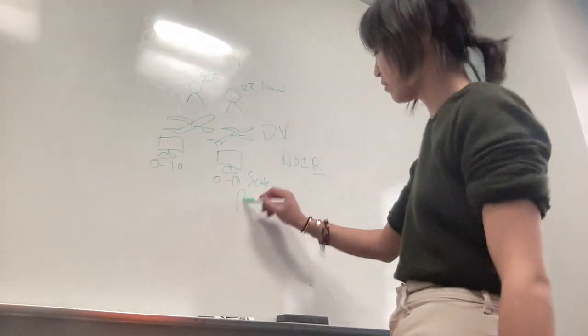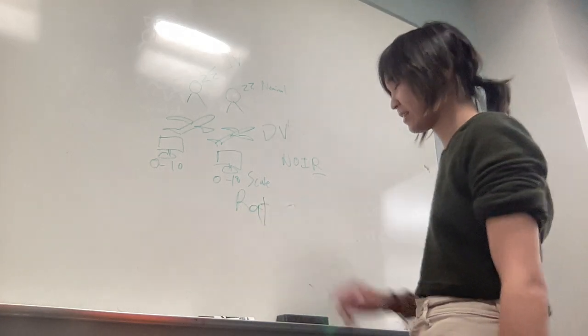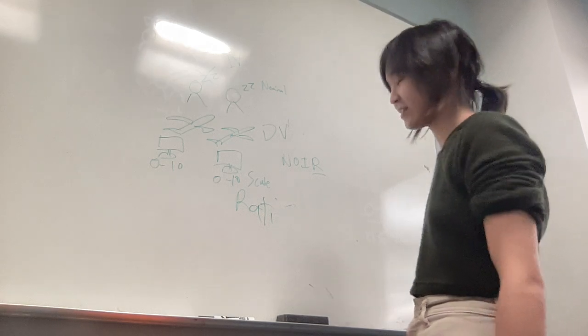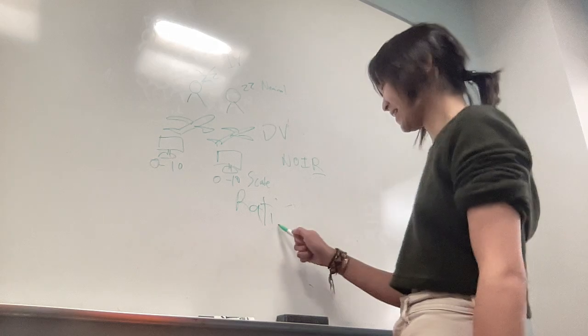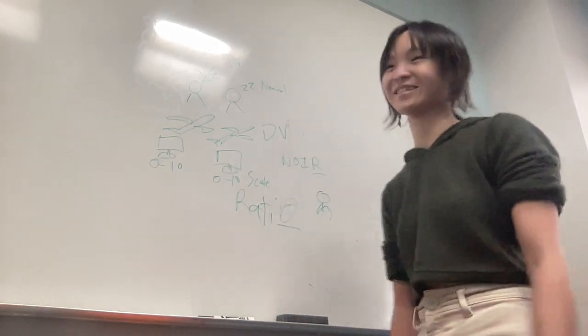Rational, no. Radical, no. What? Rational? No. No, it's not N. You got it. One more letter. One letter. We're playing hangman now. Ratio. Yeah, ratio. Oh my god, I'm so stupid.